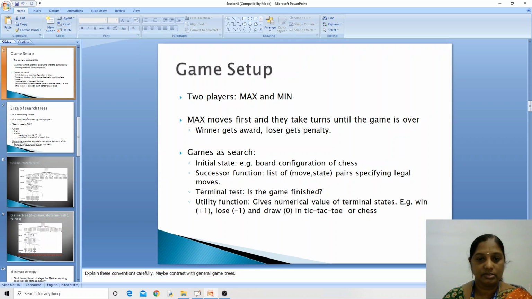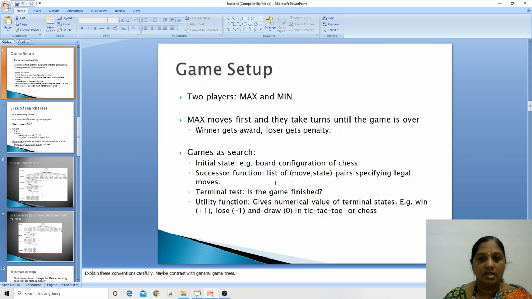Next, games as such. Initial state. What is the initial state? Suppose you are taking a chess game. So the initial state of the chess game is the board configuration of chess. So you are keeping all the chess coins on the chess board.